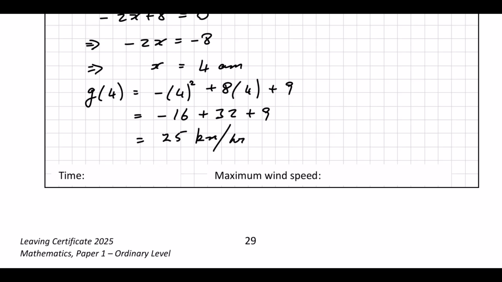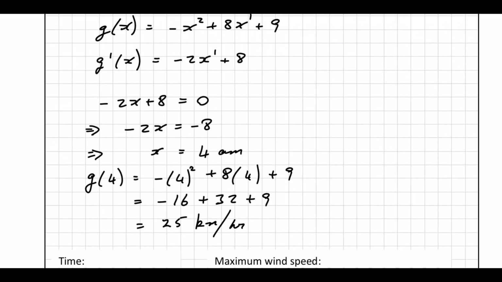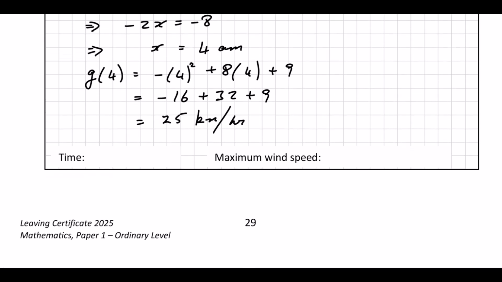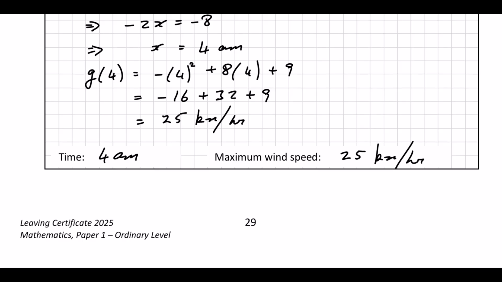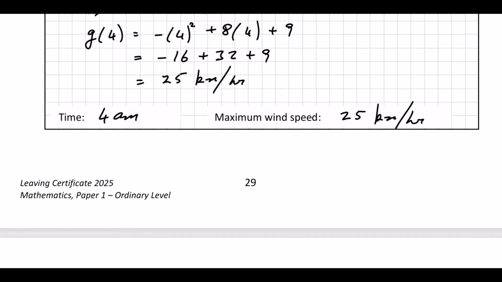So there are two answers. The first answer was what we got up here: x is equal to 4, so the time was 4 a.m., and the actual wind speed at 4 a.m. was 25 kilometers per hour. Don't forget to put the units in. If you leave out units, sometimes they'll take marks off. And that is it for this question and this paper.